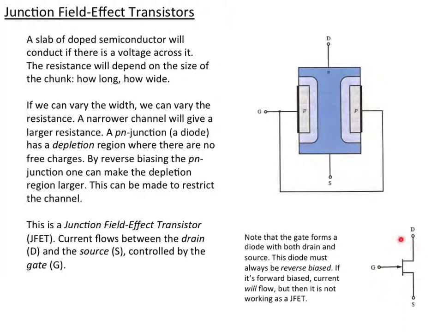And this is the electronic symbol for it. And notice that you do have a diode symbol here. The gate forms a diode with both the drain and the source. And if you forward bias it, a current will flow, but you don't have a JFET in that case. So for a JFET transistor, you'll always want to keep the gate reverse biased with respect to both the drain and the source. The other point to make is that the drain and source are symmetric. It doesn't really matter which is which.